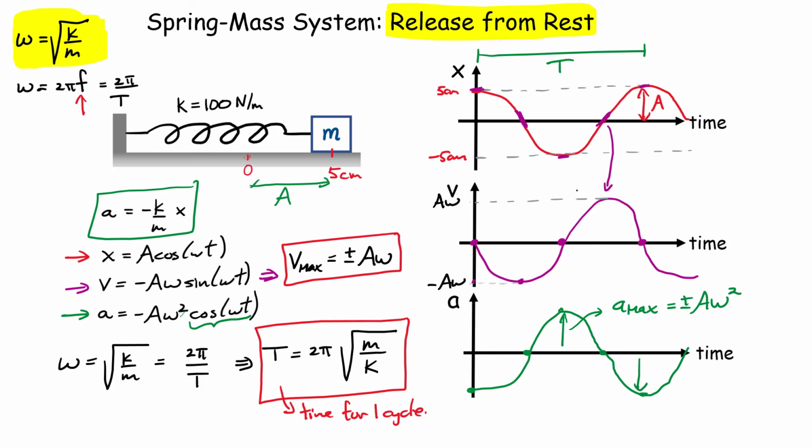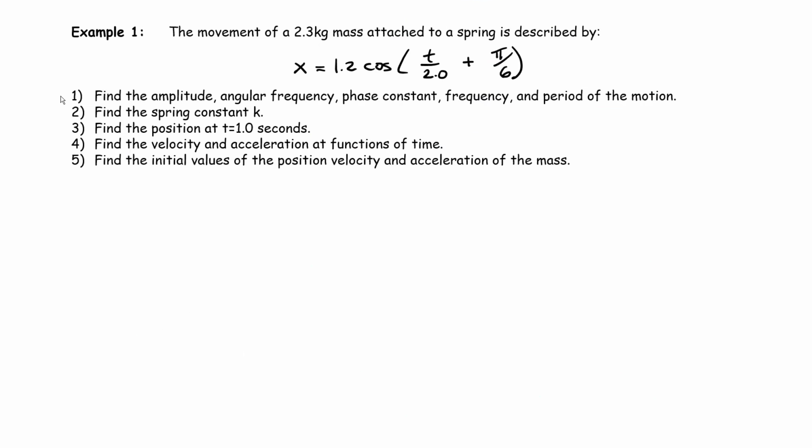All right, now that we have at least some understanding of the position, velocity, and acceleration, let's try to solve a problem relating to a spring mass system released from rest. So let's work through an example problem. It says the movement of a 2.3 kilogram mass attached to a spring is described by this equation right here. We have several questions. The first question says find the amplitude, angular frequency, phase constant, frequency, and the period for this motion. So this one's a little bit different.